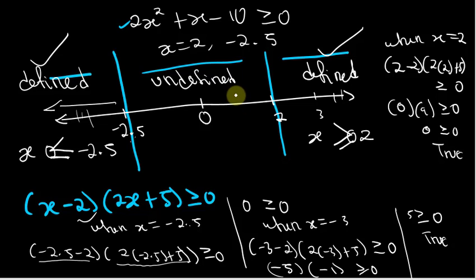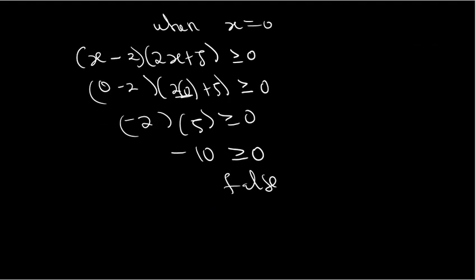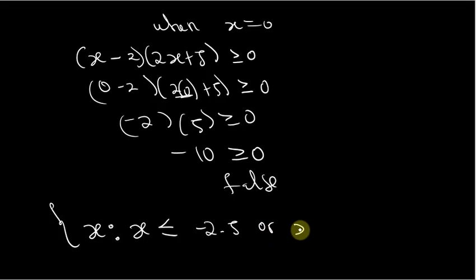Therefore, we ignore that because we are interested in the defined set of values, or the values that will make the statement true, and that is the truth set. Therefore, our truth set is going to be x is such that x is less than or equal to negative 2.5, or x is greater than or equal to positive 2.